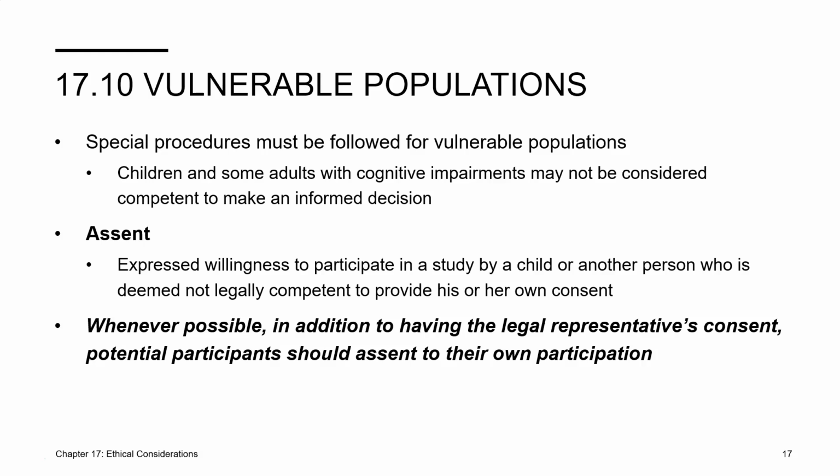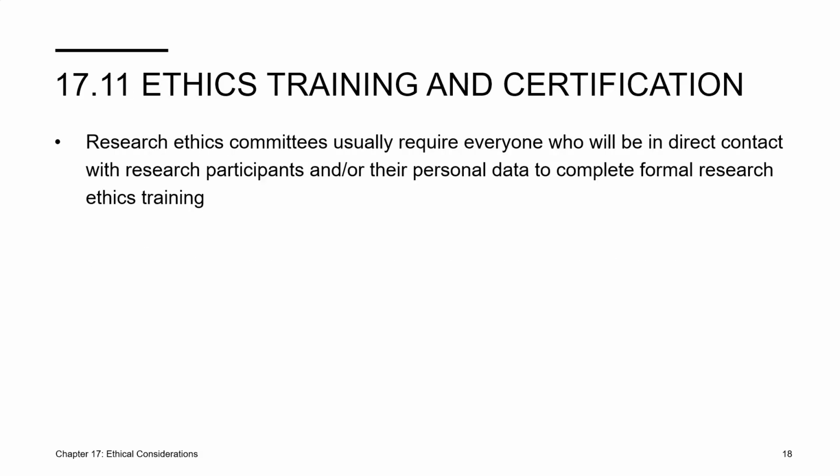You do not want a parent to say that a student or a child can be in a study without this child wanting to actually be in the study. And so that's where assent comes in. The child should provide their own assent to say, yes, I want to participate. And so finally, all of these things are so important, and it's important for researchers to continue to know the changes in the guidelines and make sure that everyone is trained and certified.